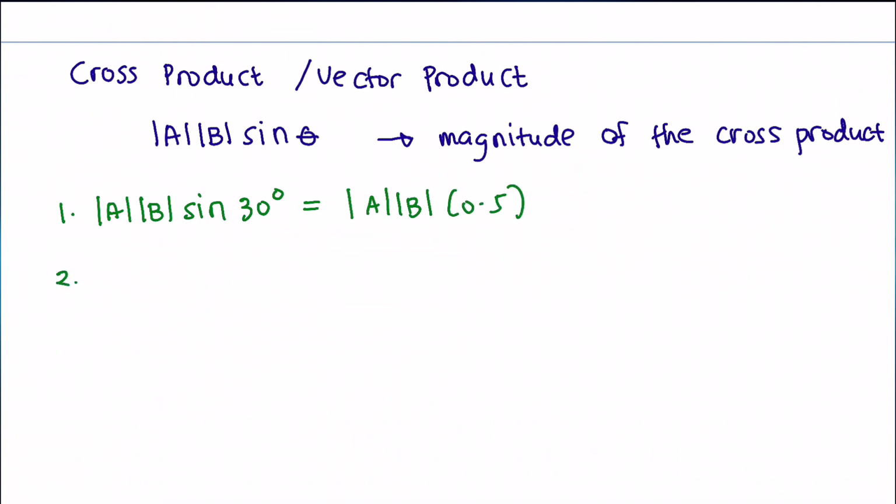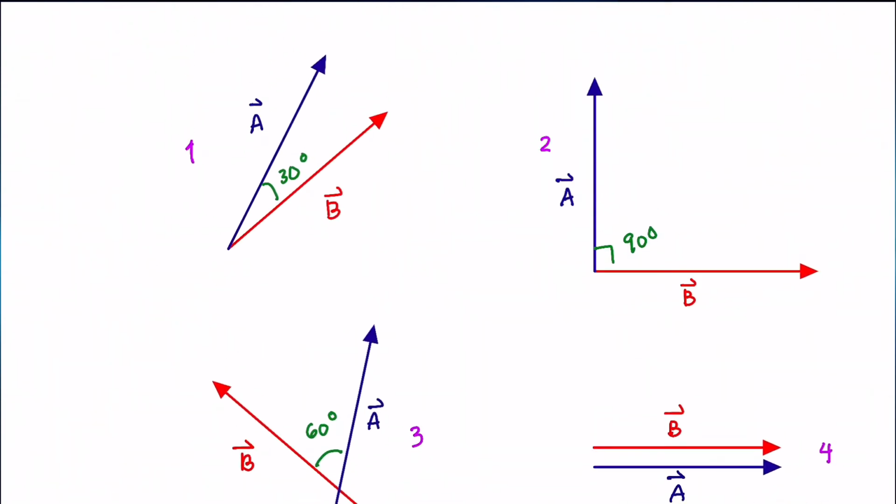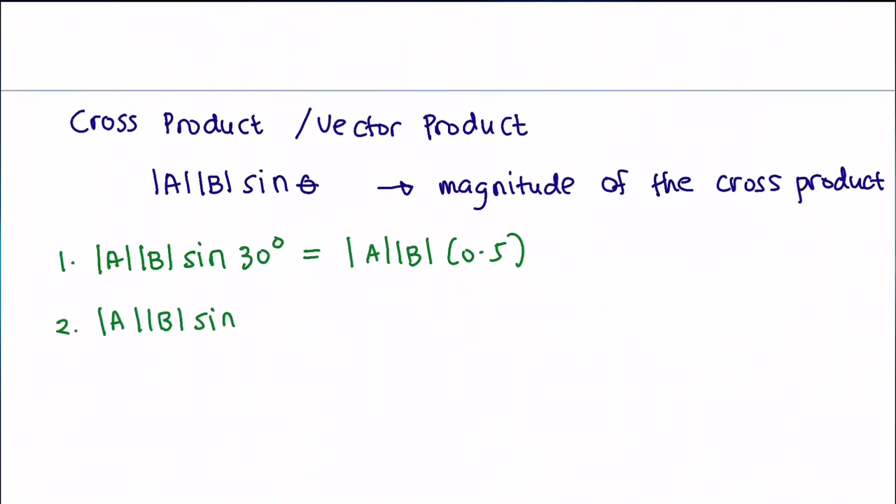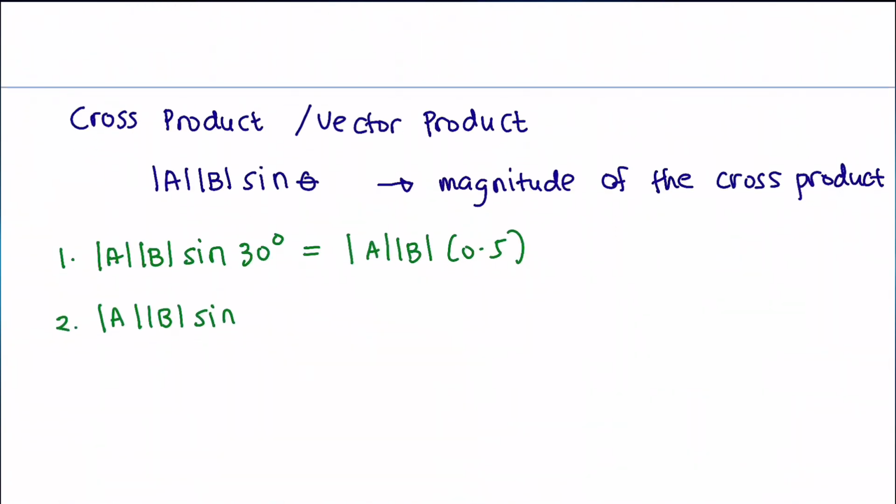Case number 2. Similarly, we have magnitude of vector A, magnitude of vector B, sine of the angle between the two vectors in case number 2. In case number 2, the two vectors are separated by 90 degrees. So that's equal to sine 90. Then we will have A, B, and sine 90 is equal to 1.